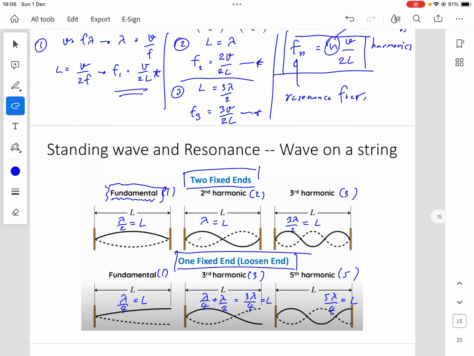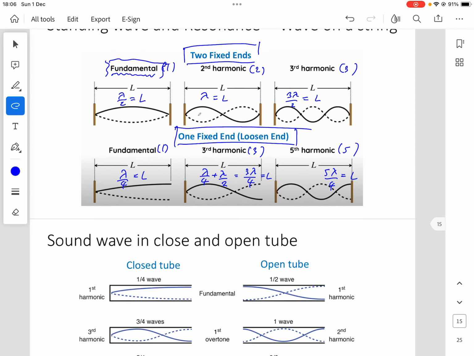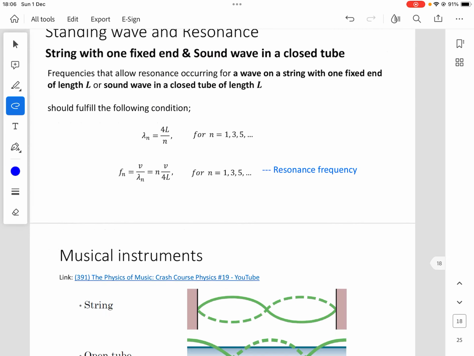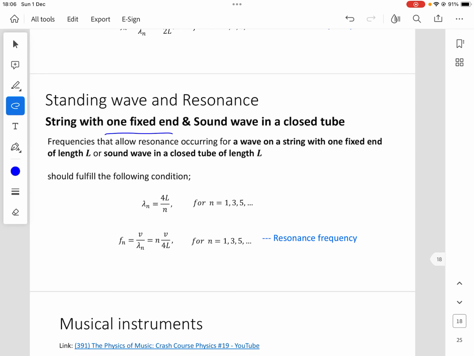When you try to make this the same way as you did for the two fixed ends, and this is for the case of two fixed ends, you do this for the one fixed end or loose end string. You get f_n equal to n v divided by 4L, and the only numbers that n represents are the odd numbers, or odd integers: 1, 3, 5, 7, and so on. This is for the one fixed end or loose end string.